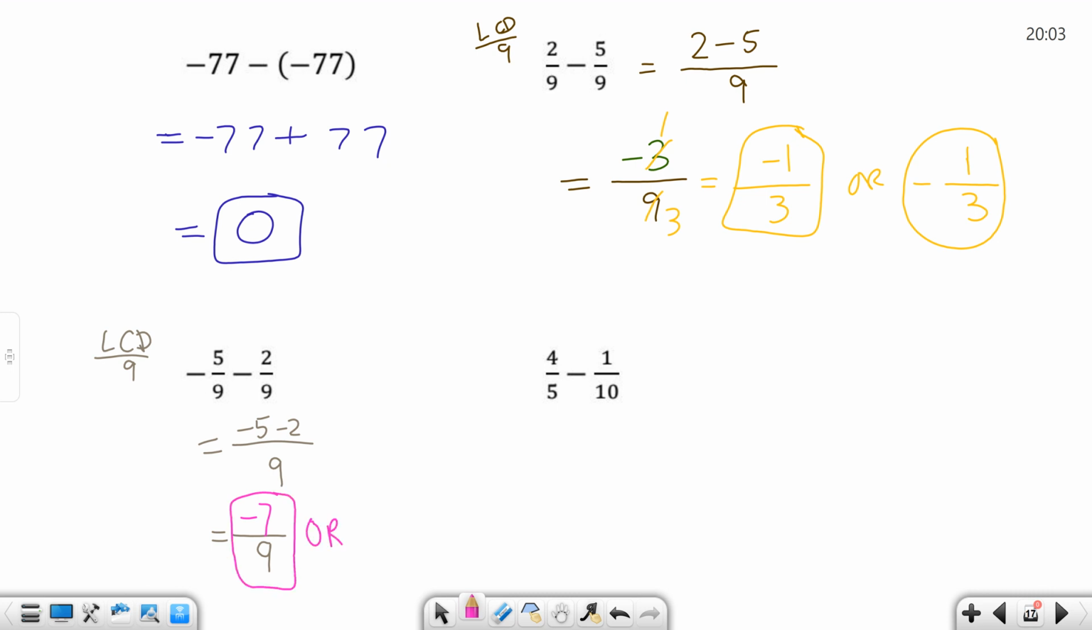Or you guessed it, I'm going to bring that negative out front. Negative 7/9.